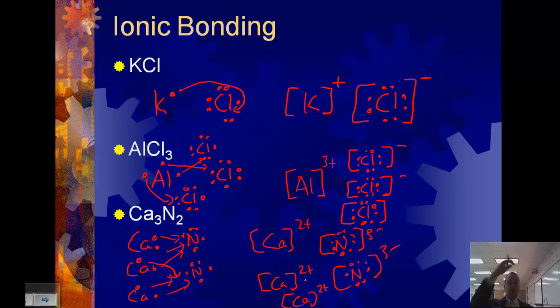The next thing we'll look at is molecular dot structures, what happens when we have covalently bonded molecules.